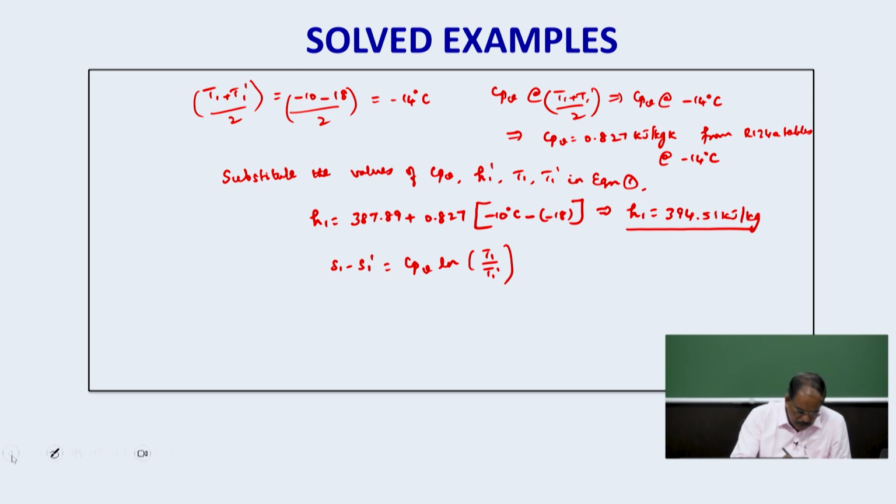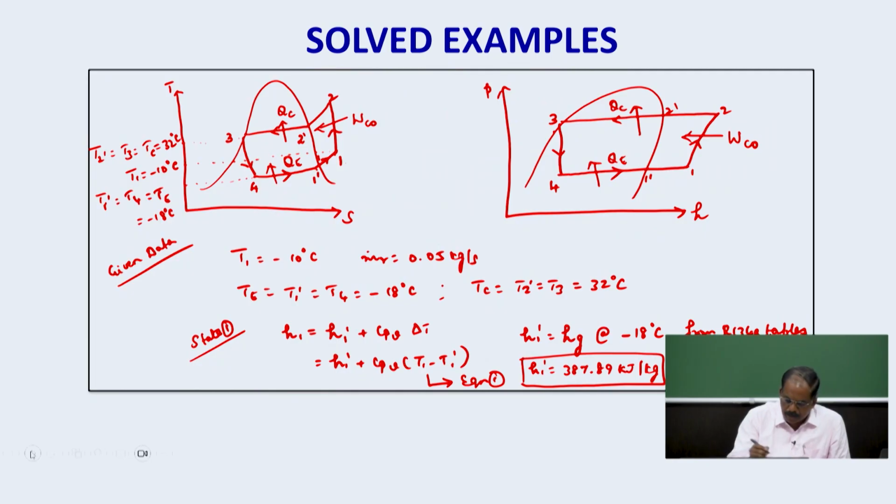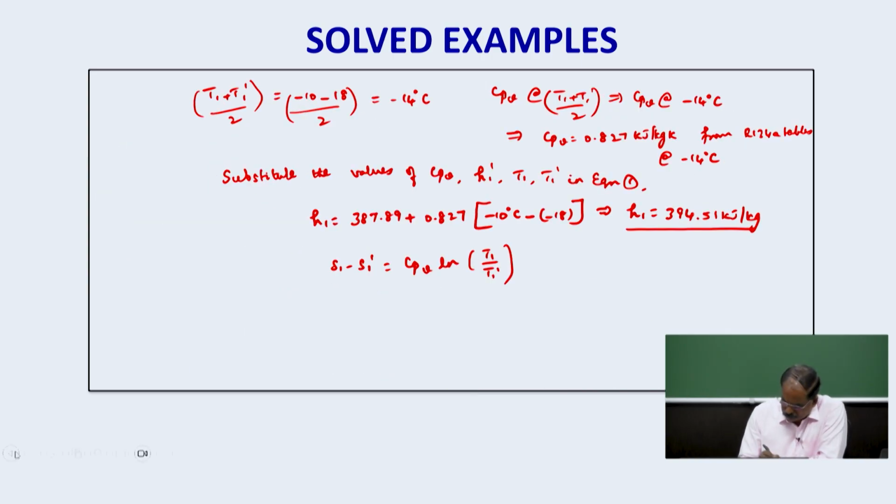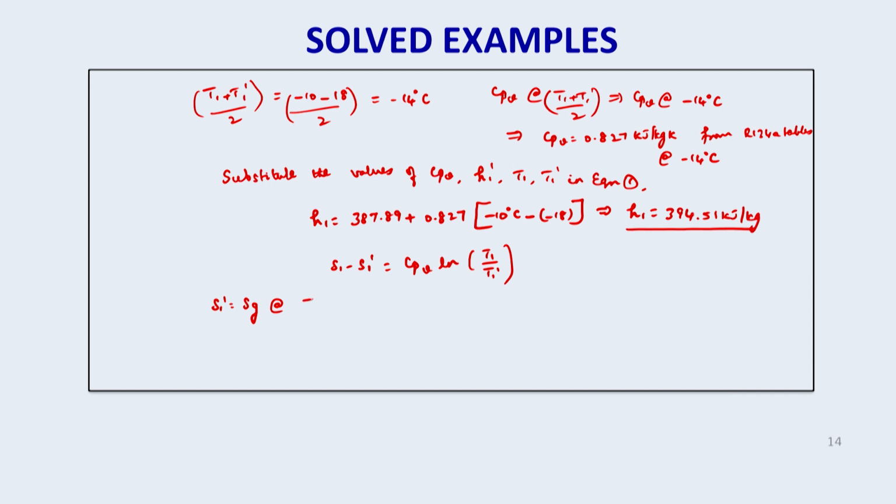Because if you look at the temperature entropy diagram, state point 1 dash is saturated vapor. So directly we can take the saturated vapor entropy value from the R134A table corresponding to an evaporator temperature of minus 18. So S1 dash is equal to saturated vapor entropy at T1 dash. T1 dash is nothing but evaporator temperature, which is equal to minus 18 degrees centigrade, from the R134A table.